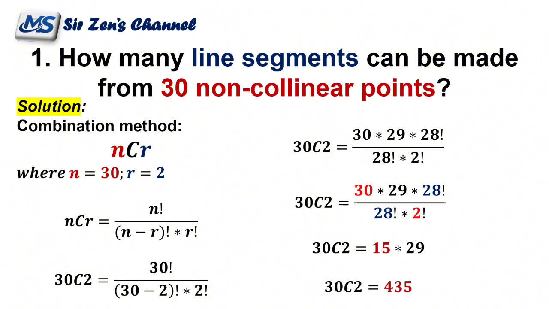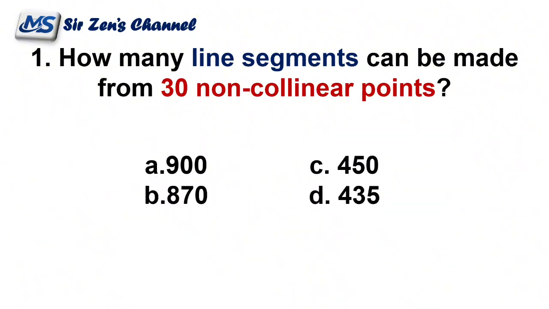So the number of ways or the number of line segments that can be made from 30 non-collinear points is 435, or the number of ways that 2 points can be made from 30 non-collinear points is 435.